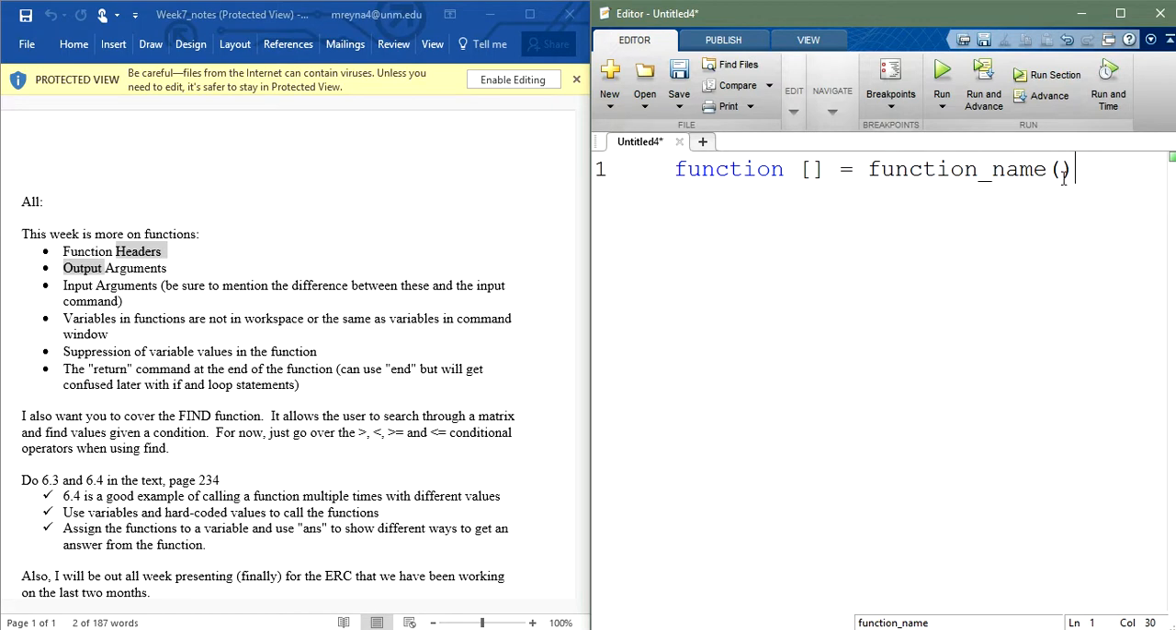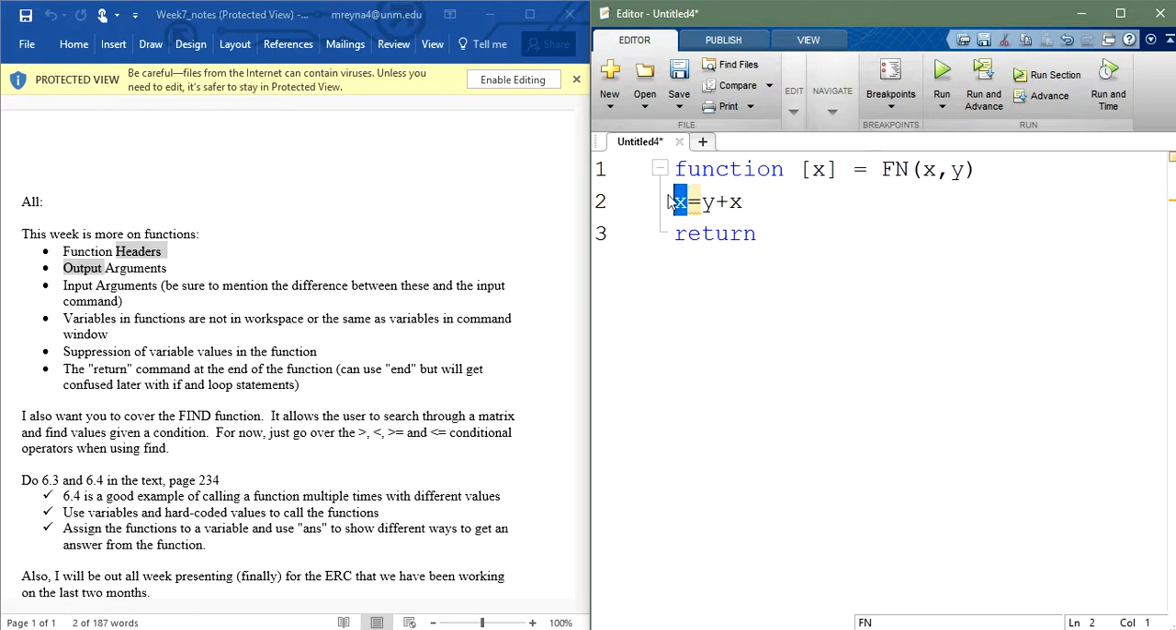So let's just make one up. I'm going to use my function name to be fn. I'm going to have one output, and I'm going to have two inputs. And I'm going to say that x is equal to y plus x.